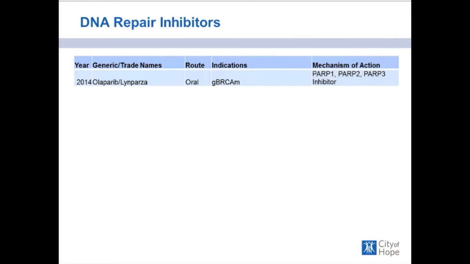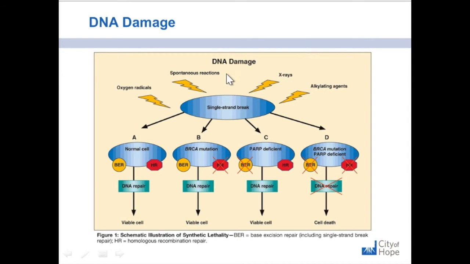DNA repair inhibitors. We have one that's approved, olaparib. It's oral. It's for women who have ovarian cancer and who also have a BRCA mutation. And its mechanism of action, it's a PARP inhibitor. So if you normally damage DNA, and you can do that through oxygen-free radicals, that can be, say, through chemotherapy, spontaneous reactions, X-rays, like the bombing of Hiroshima, or alkylating agents, you get single-strand breaks, and they're repaired in a normal cell by either base excision repair, that's the BER, or by homologous recombination repair, the HR. And as a result, you get DNA repair in a viable cell.